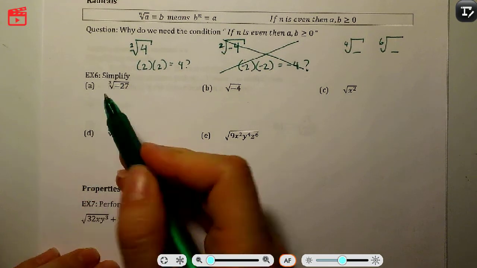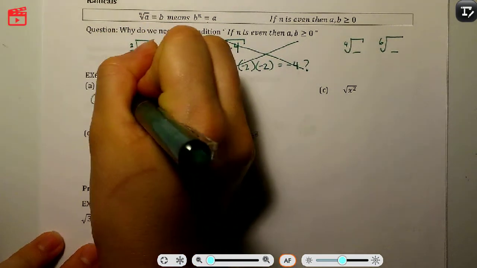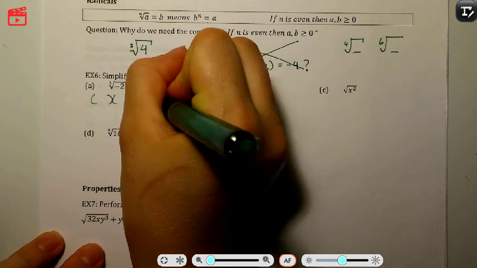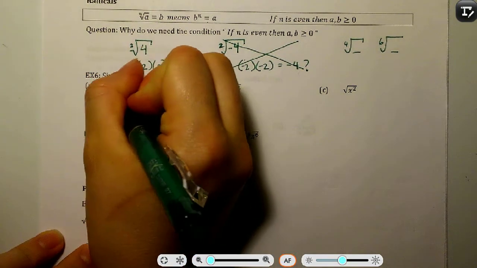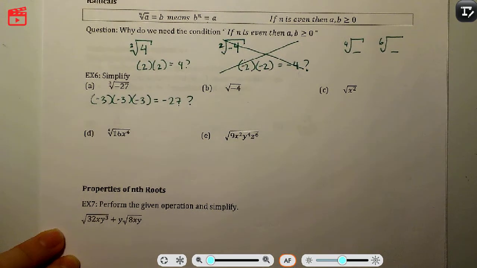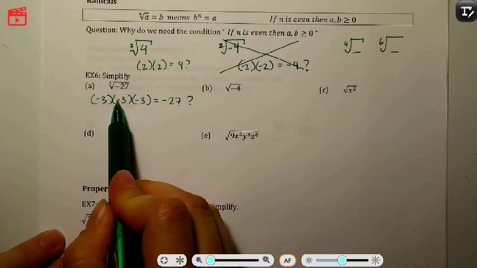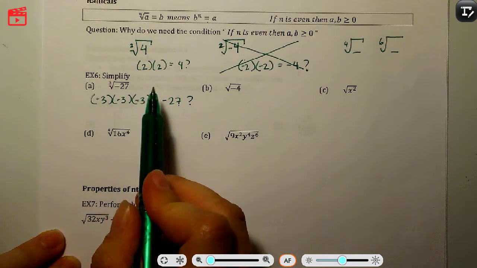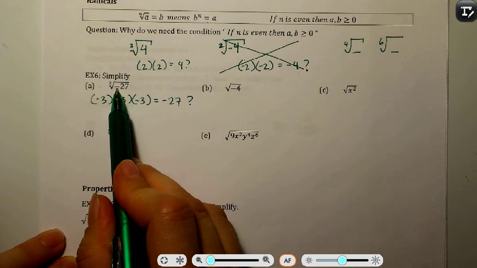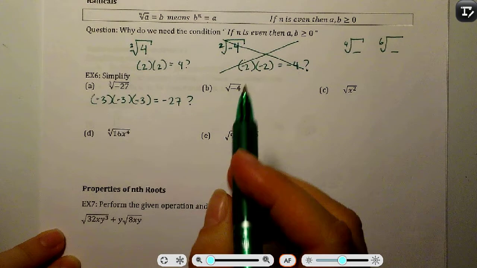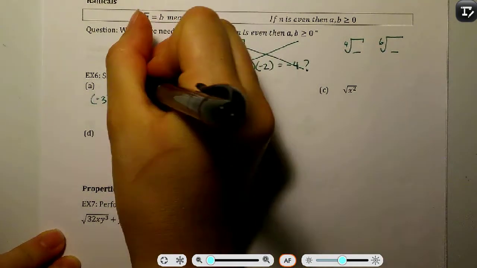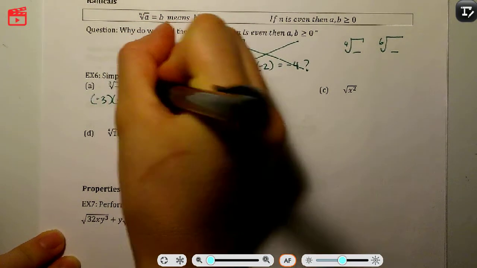It's talking about the cube root, so it's asking, is there a number that exists that when you times it together 3 times, you get negative 27? Yes, there is that number. Negative 3 times negative 3 times negative 3. Because negative times a negative is a positive, but then a positive times a negative would give me back that negative. So it's okay to have a negative if you have an odd radical. Okay, so cube root of negative 27 is negative 3.